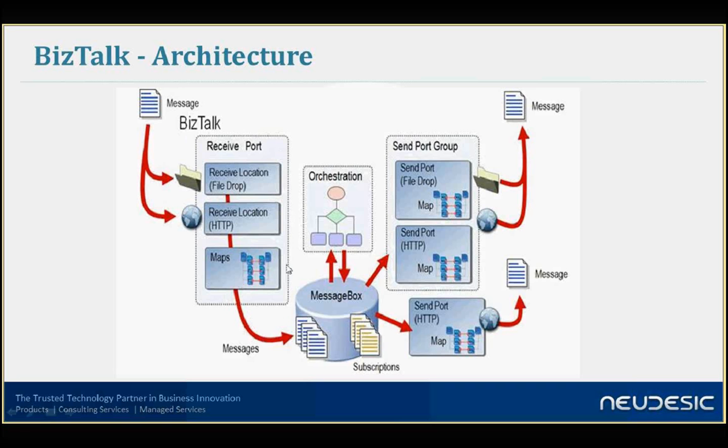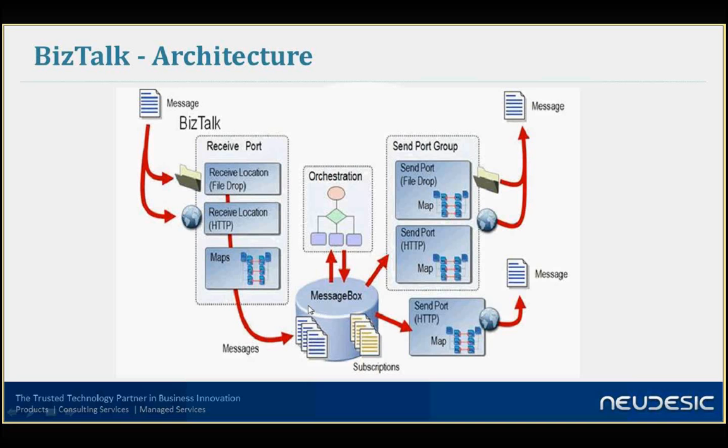So the receive port is one of the important features, which has a receive location and adapter. The adapter processes the message through various pipelines present in the adapter. Maps are applied, and the message, generally in the form of XML, is stored in the message box. This storing happens through the publish and subscribe pattern, so messages are published to the message box.